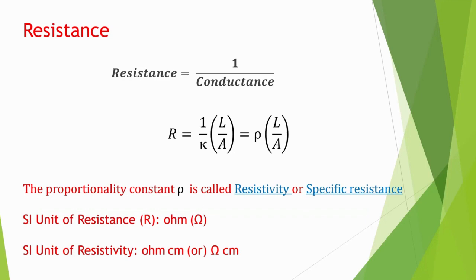We saw that kappa is conductivity. Here rho is resistivity or specific resistance. Whenever you say the word specific, it means that value is specific to the given material. You know, specific gravity, specific surface area. So whenever you see that word specific, you understand that it is a constant for a given material. The SI unit of resistance is ohm, whereas the SI unit of resistivity is ohm centimeter.